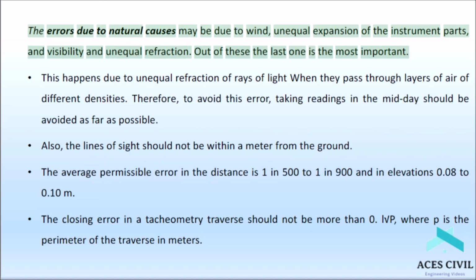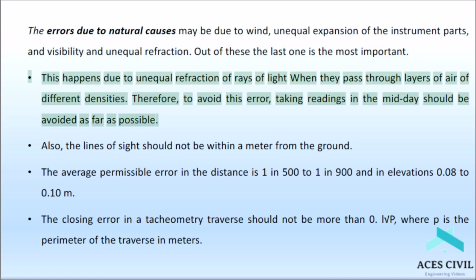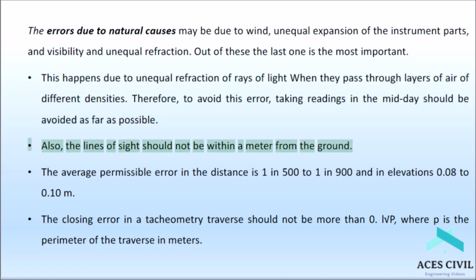The errors due to natural causes may be due to wind, unequal expansion of the instrument parts, visibility, and unequal refraction. Out of these, the last one is the most important. This happens due to unequal refraction of rays of light when they pass through layers of air of different densities. Therefore, to avoid this error, taking readings in the midday should be avoided as far as possible. Also, the lines of sight should not be within a meter from the ground.